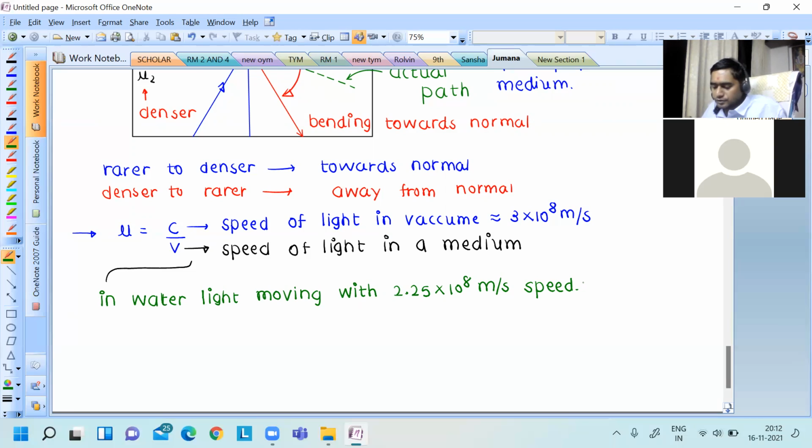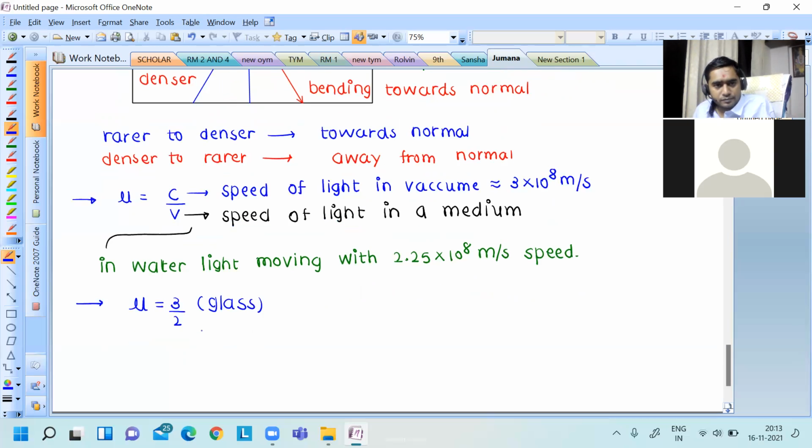Perfect answer. Now I have a refractive index for glass, which is 3 over 2. This is the refractive index of glass. Can you calculate the speed of light in this glass medium? Okay, so it's going to be... Is it going to be... Just a second.